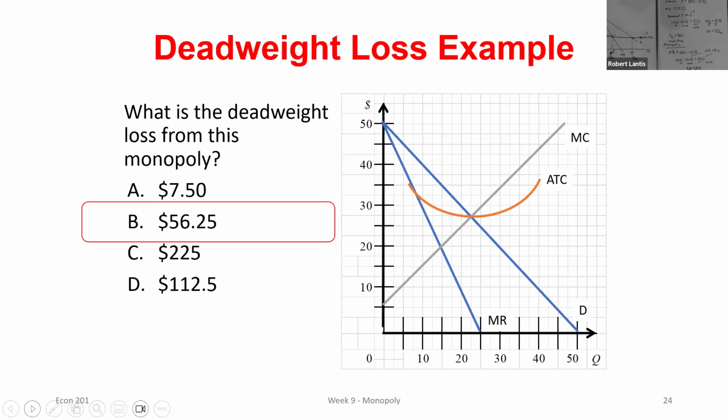Sure enough, that lines up with what we were talking about. We said that because they're making decisions off this twice as steep marginal revenue curve, the quantity the monopolist chooses will always be lower than in a perfectly competitive market. Now we know the price they set is always going to be higher or lower? Higher, right? They've got monopoly power. How do we find that price?